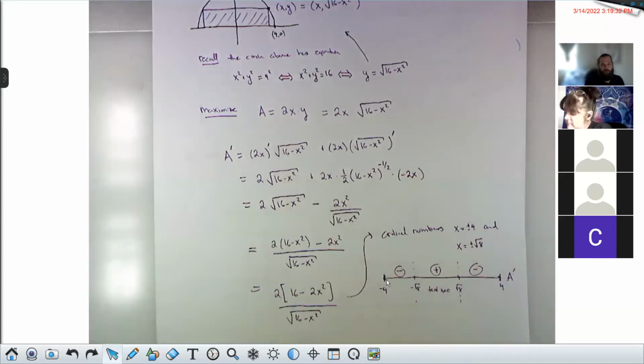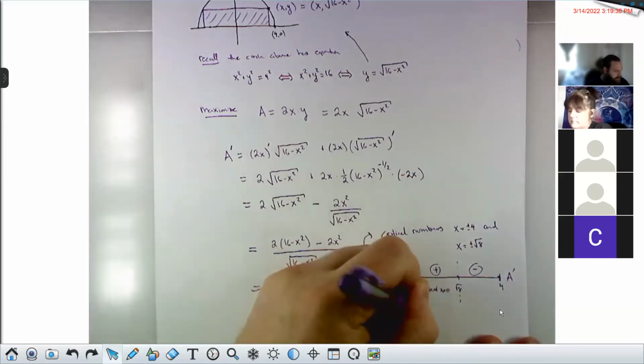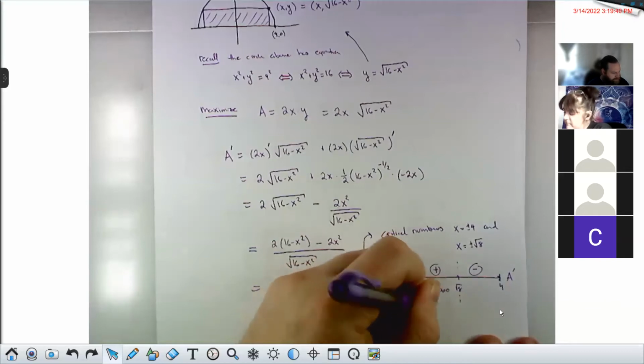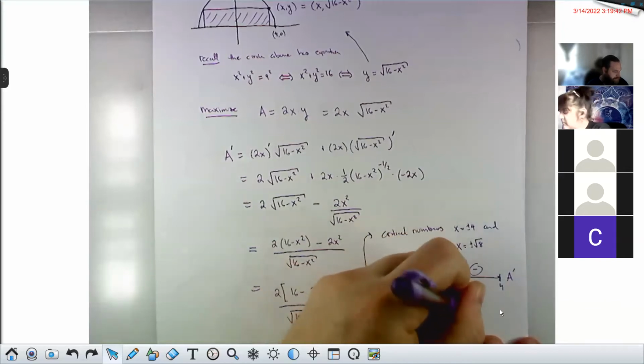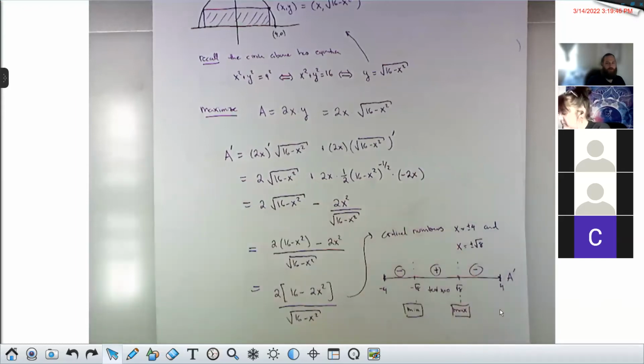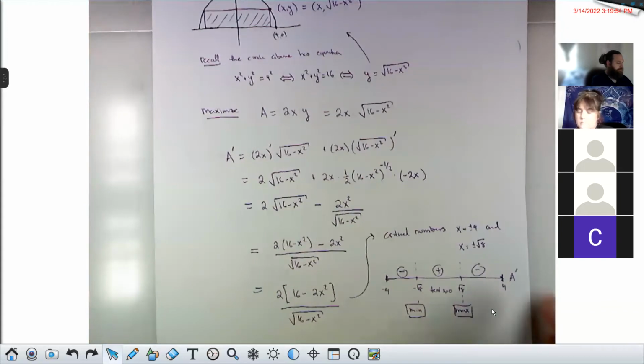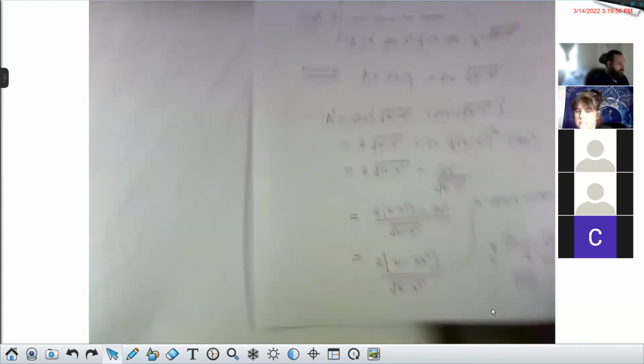So we are decreasing, decreasing, decreasing, increasing, increasing, increasing, decreasing, decreasing, decreasing. This is a min. This is a max. So when x is equal to the square root of 8, this area will be maximized.